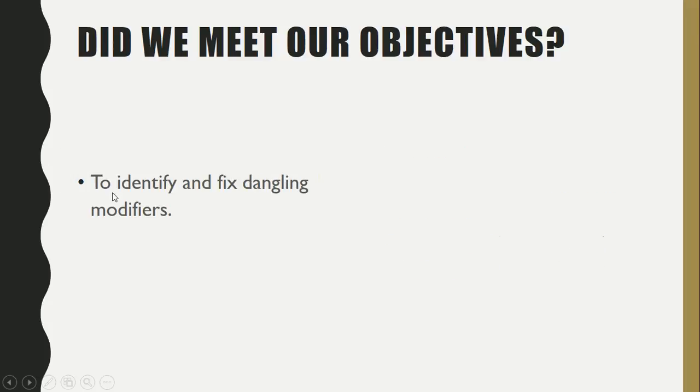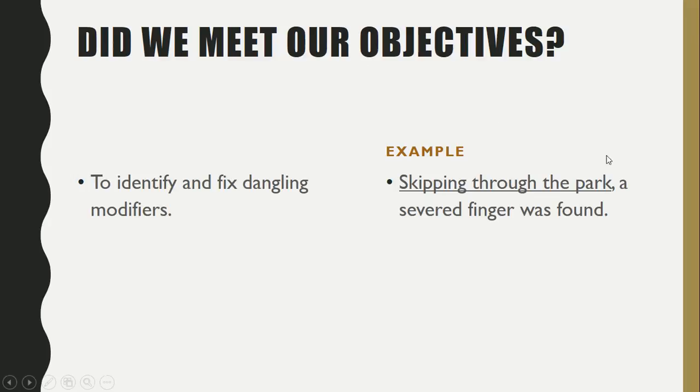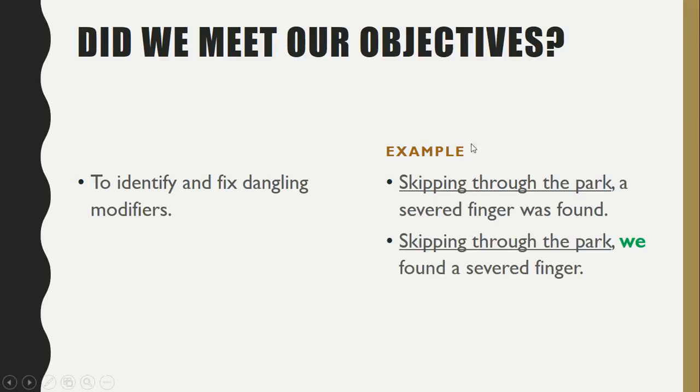And we learned how to identify and fix dangling modifiers. So we'll look at an example of that. You're going to love this one. Skipping through the park, a severed finger was found. Well, somebody is skipping through the park. We don't know who it is. And again, we have passive voice here. A severed finger was found. Instead, we need to have somebody finding it. We found a severed finger. Now, we is next to the participle phrase that it is describing.